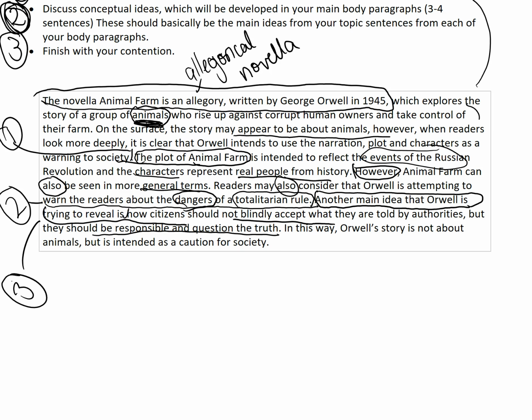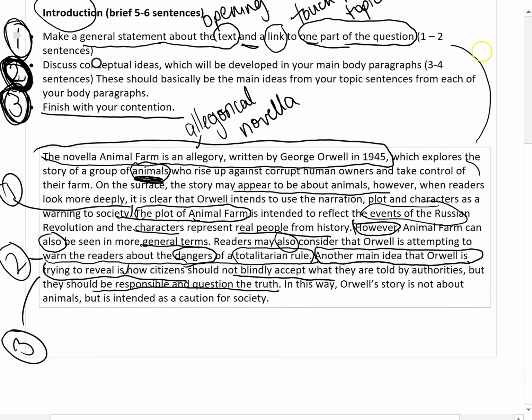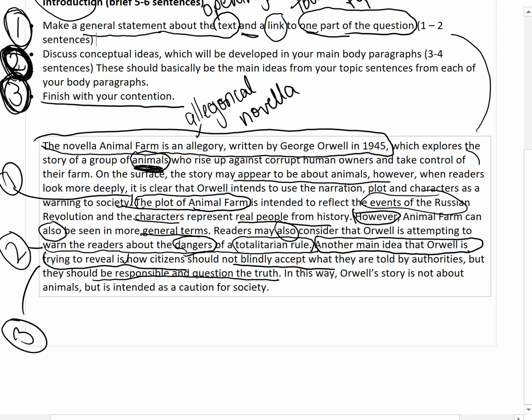And then after we've done our 3 body paragraphs in step 2, we move to step 3, and that is you finish with your contention. And I've read a couple of your drafts, and this third step, many of you seem to be missing. So you have to end your introduction with your conclusion restated. Your contention restated. And this has a nice linking word here, in this way.